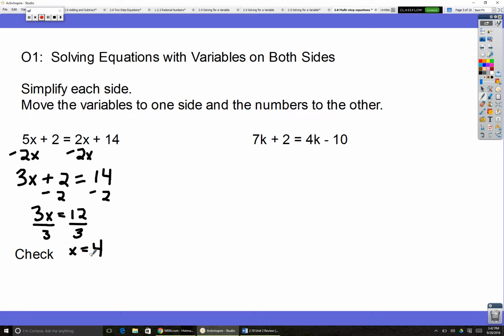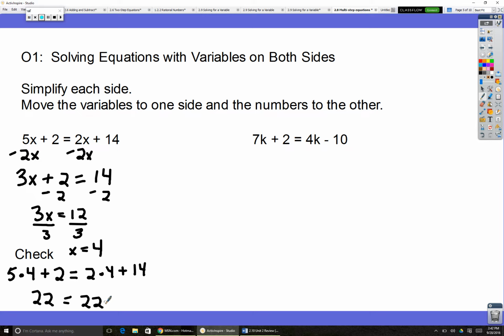Now I'm going to check to make sure my answer is correct by substituting it back into the original equation. So I'm going to take my original equation, and every place where I have an x, I'm going to put a 4 instead. So this is 5 times 4 plus 2, and that should be equal to 2 times 4 plus 14. 5 times 4 is 20. 20 plus 2 is 22. And on the other side, 2 times 4 is 8, and 8 plus 14 is 22. So I can be sure that I solved correctly for x.